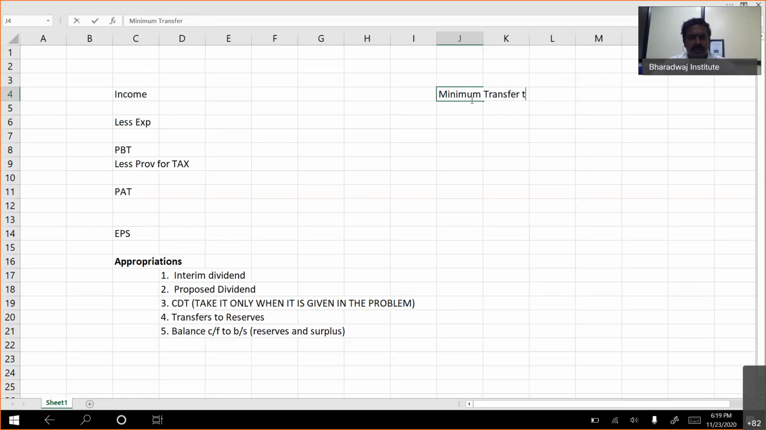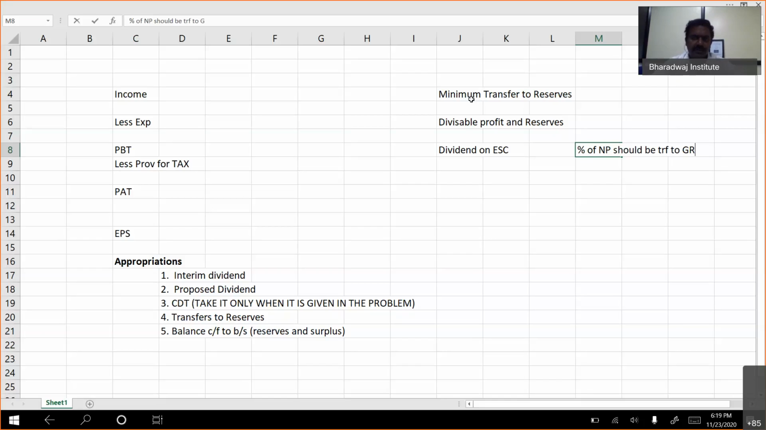Minimum transfer to reserves. This is called divisible profit and reserves. Depending upon the dividend on equity share capital proposed, a percentage of net profit should be transferred to general reserve. Up to 10%, when the company is declaring 10%, nothing need be transferred. Please remember, it is only a minimum amount. If the company wants, they can transfer voluntarily. These percentages are only minimum amounts.